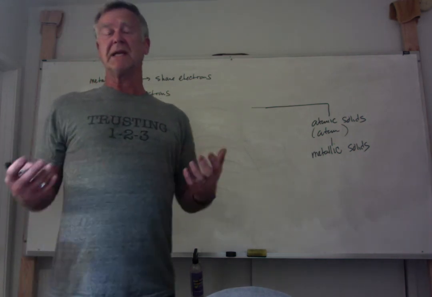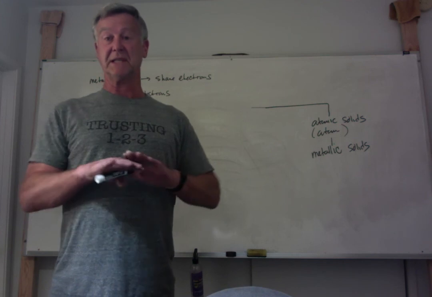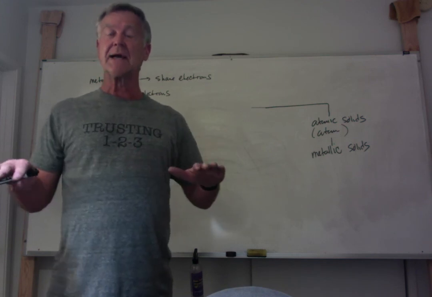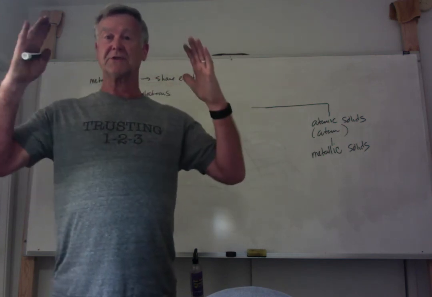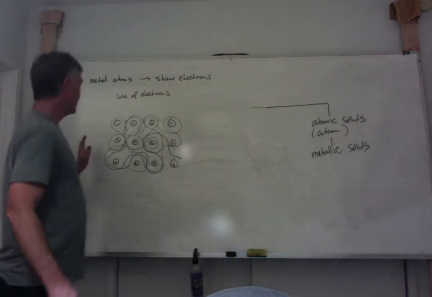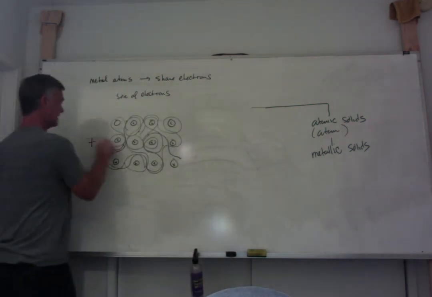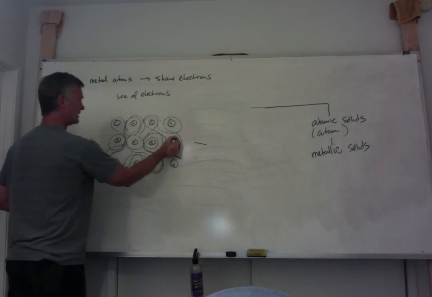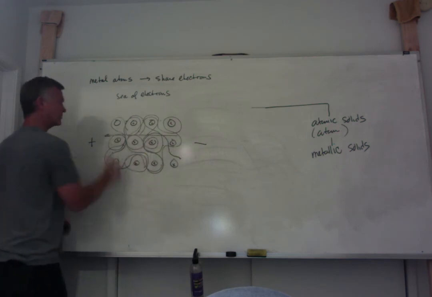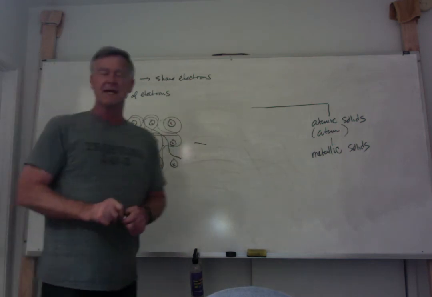It gives metal a lot of its properties. It gives it its luster, its shininess, because those electrons are what is reflecting the light back. If I put a positive and a negative charge, those electrons will tend to move in this direction. We call that an electrical current.